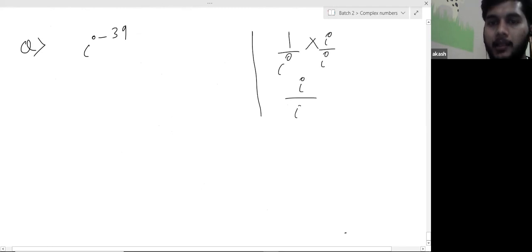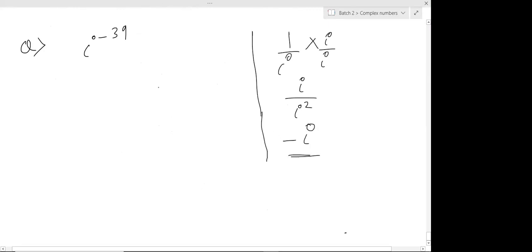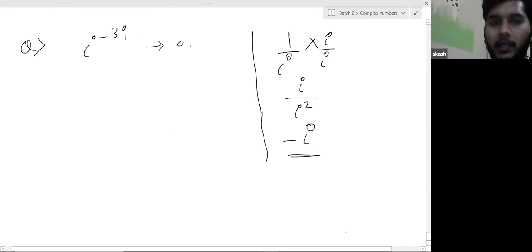So this is I upon I square, and I square is minus 1. So this is minus I. All right. Now try to solve this. You have to find the A plus IB form. I'll give you 2-3 minutes.